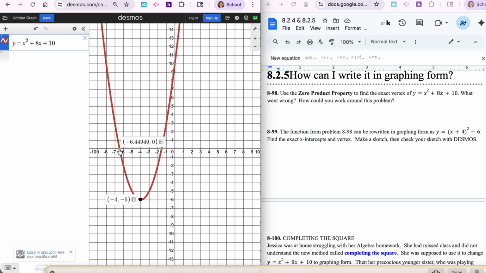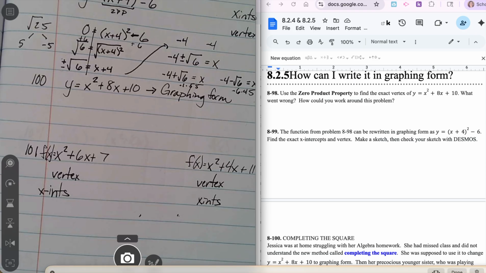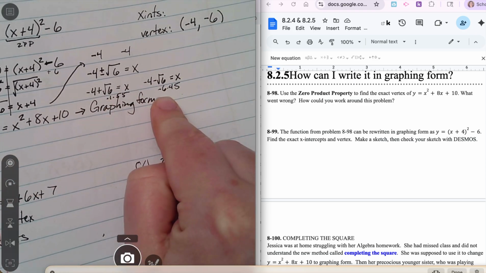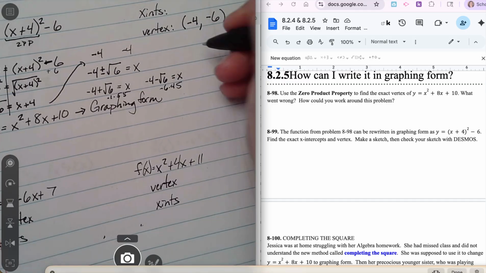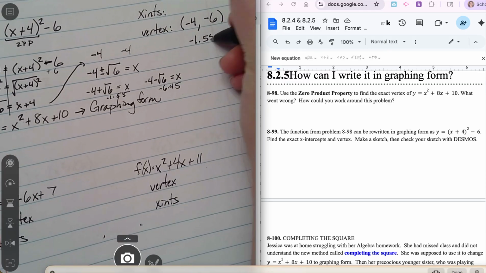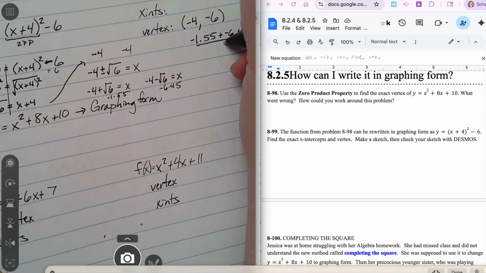Now, we said the vertex is always exactly halfway in between our x-intercepts. So there's actually a little trick for this. Whenever we're looking for something that's exactly halfway in between, you can use an average. So knowing that my two x-intercepts are at -1.55 and -6.45, I can take the average of those two numbers. Now, if you remember, finding the average or the mean means you're going to add your numbers together and then divide by the number of numbers, in this case, 2.